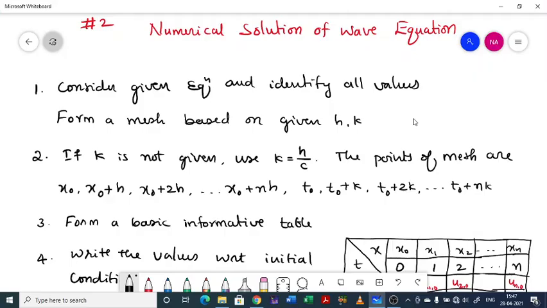I welcome you all to the second class on numerical solution for PDE. So in this video we are going to discuss numerical solution of the wave equation. The wave equation I have already mentioned in the previous class.